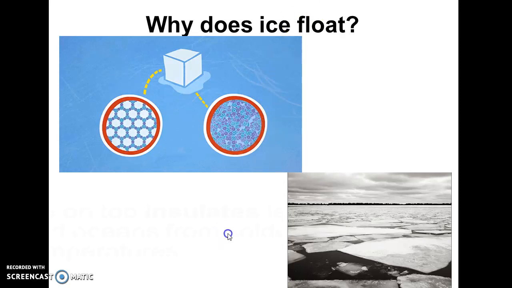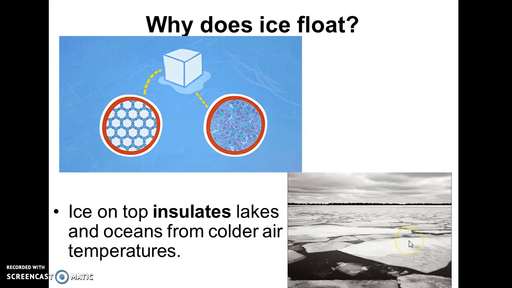What is the importance of this? Well, the ice on top of lakes and oceans helps insulate the water from colder air temperatures. If the ice wasn't on the top, if it sunk to the bottom of the ocean, that ice would never melt. The sunlight couldn't penetrate through the darker parts of the ocean, and so it would just continually build up, and then animals and creatures that live at the bottoms of lakes and oceans would not be able to survive.